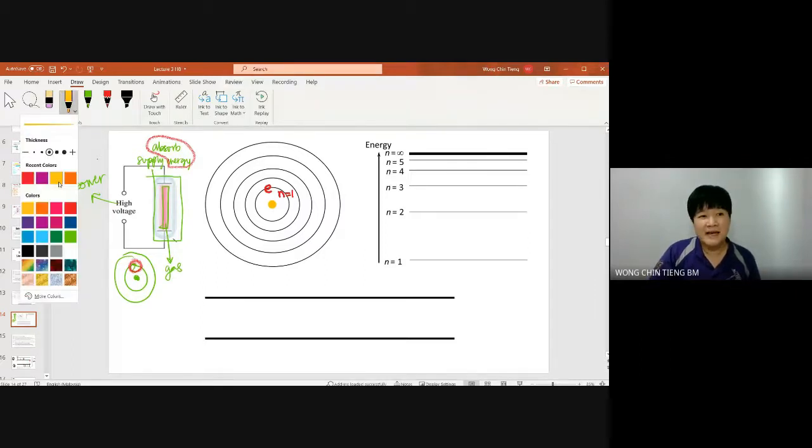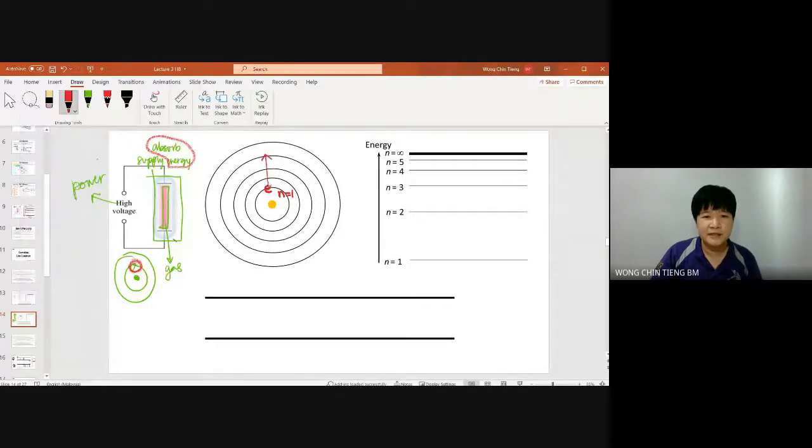Kita naik banyak sikit lah. Alright, kita lama tak exercise, kena naik tangga banyak sikit. Naik sampai sini. Alright, n 1, 2, 3, 4. So, naik sampai n sama dengan 4. So, obviously, that point is your delta E positive.